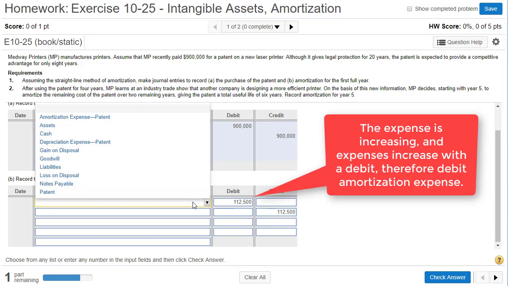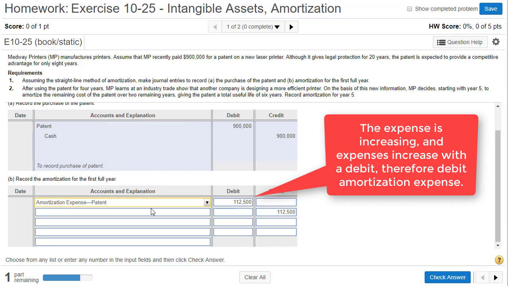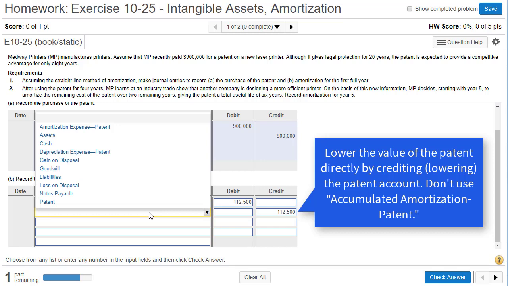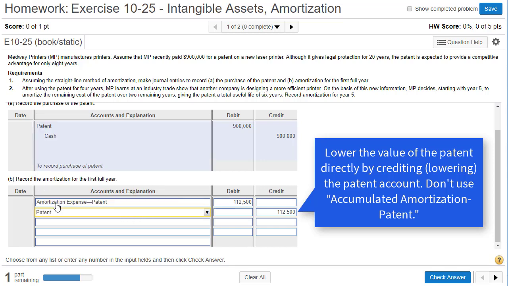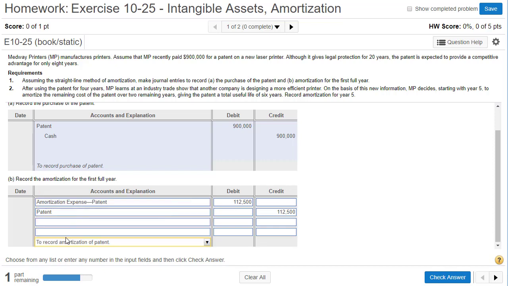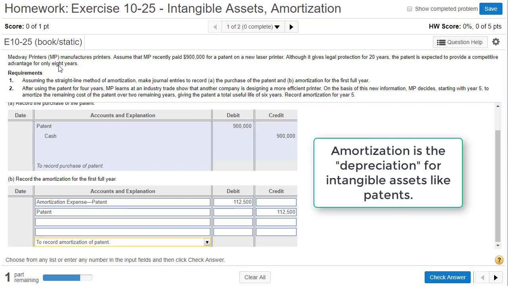Now the debit account is amortization expense on the patent, and then the account that's going to be lowering the value of the patent, it's going to be lowering the patent account directly. There is no accumulated amortization on the patent. You just directly lower the patent's value as it's amortized. To record amortization of patent. And remember, amortization is just a fancy word for taking the cost of the patent, the $900,000, and dividing it over those 8 years equally.